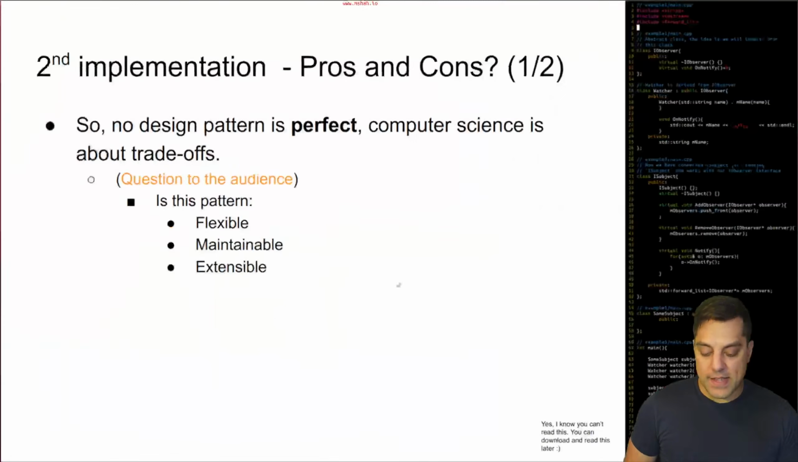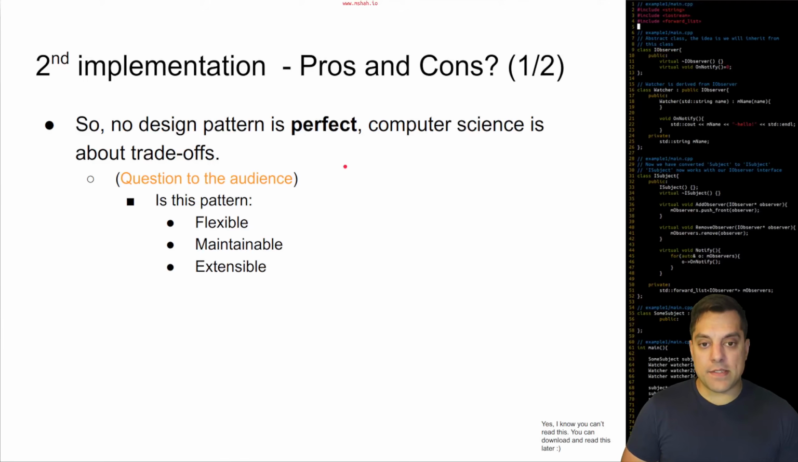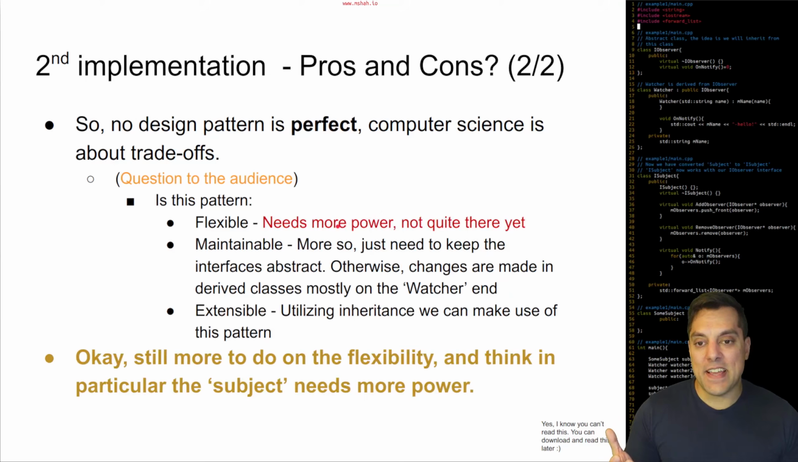So with that said, give yourself a moment to pause, review that code, write it out, and think about this. Is this implementation of our observer pattern flexible, maintainable? Is it something that we can extend? And hopefully you took a moment to pause the video there and really think about this. But here were some of my thoughts. The basic idea is, is this flexible?